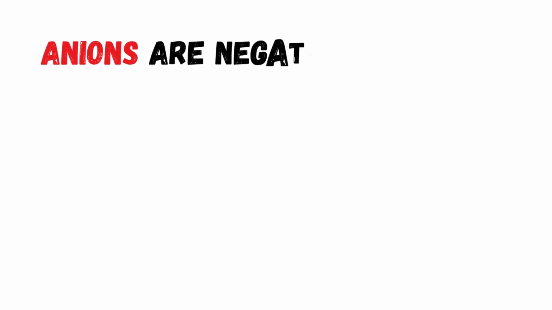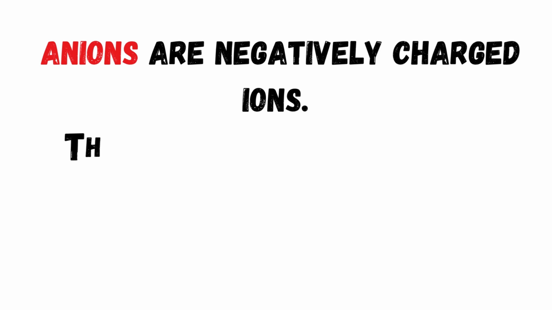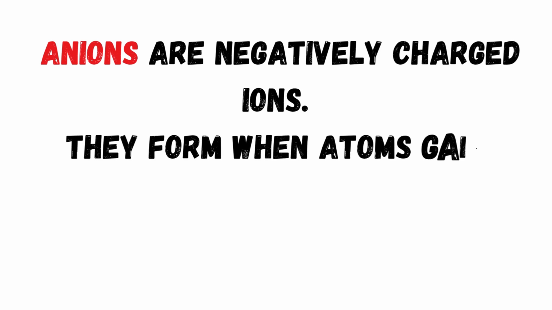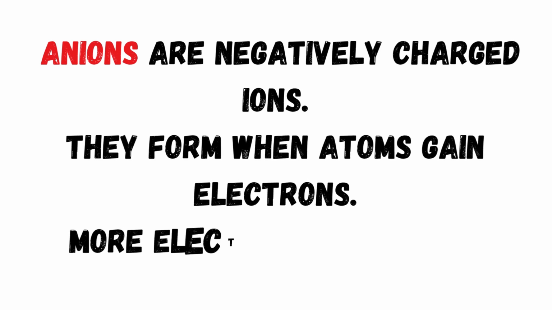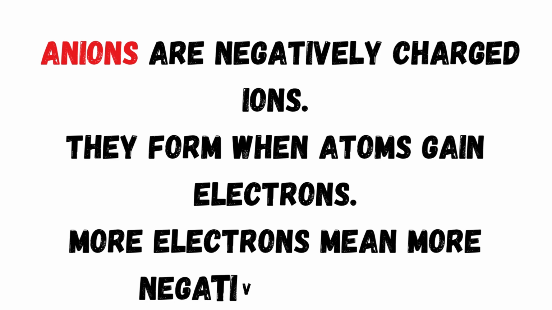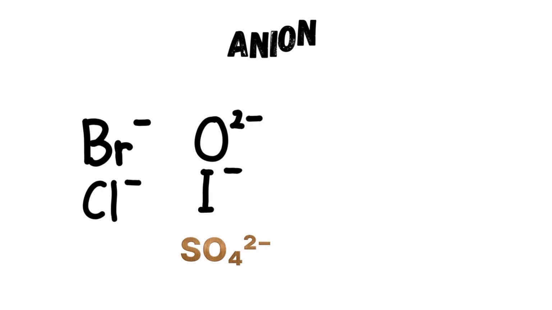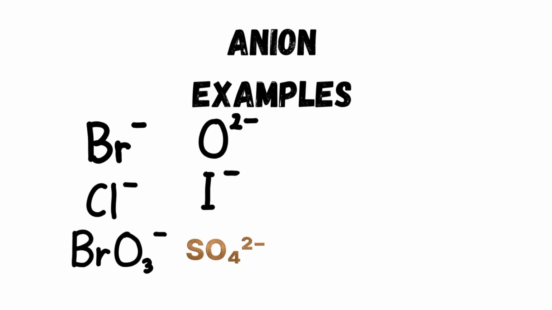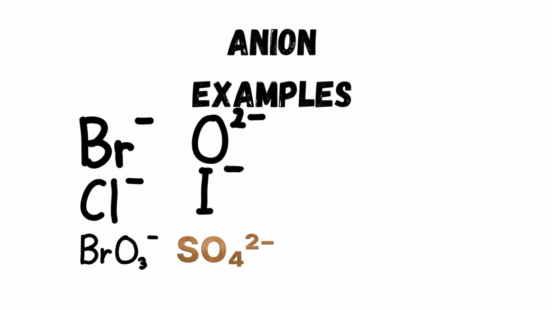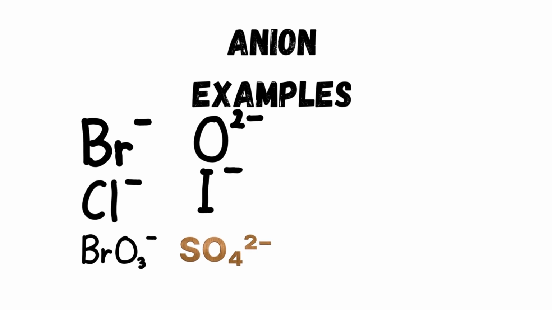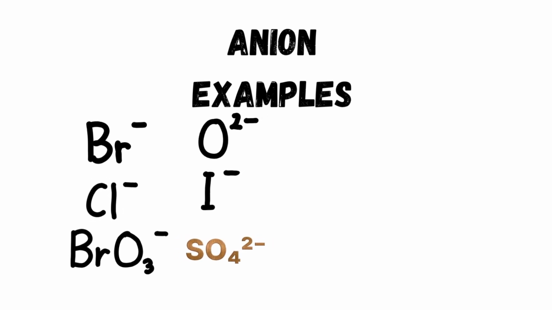On the other hand, anions are negatively charged ions. They form when atoms gain electrons. More electrons mean more negative charge. Notice that anions are mostly nonmetals. Nonmetals gain electrons to achieve stability. In doing so, they acquire a negative charge. For example, chlorine gains one electron to become Cl-, a chloride ion.